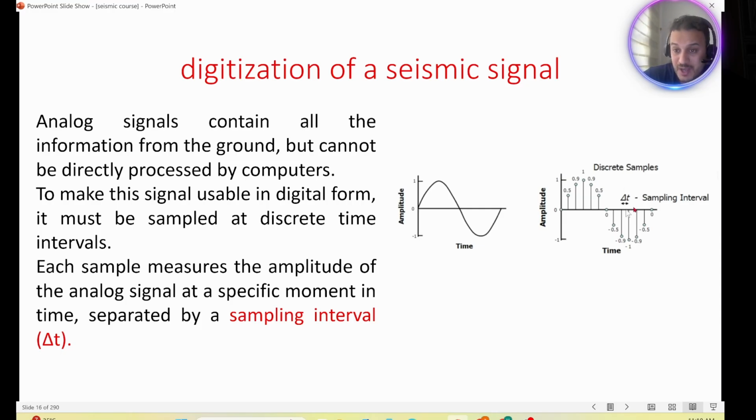So the sampling interval dt plays a major role in how we take samples at each point. We can cover all the points one by one, very closely spaced, or we can take very wide sampling intervals.